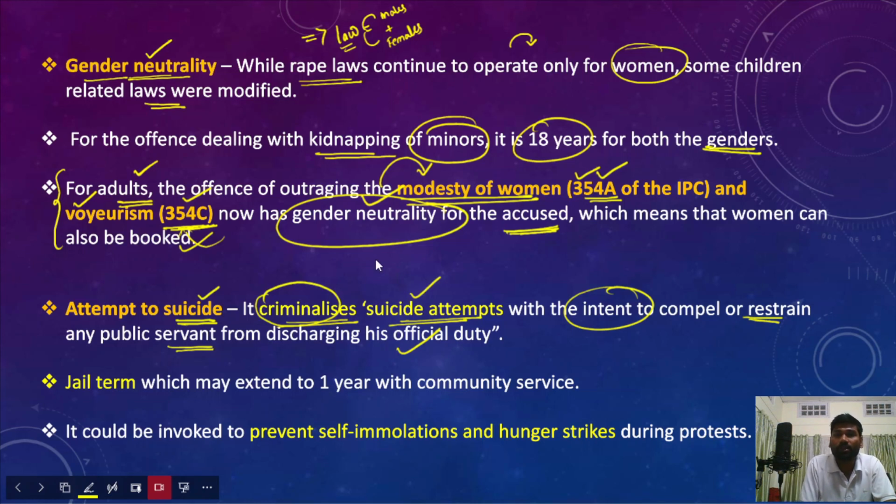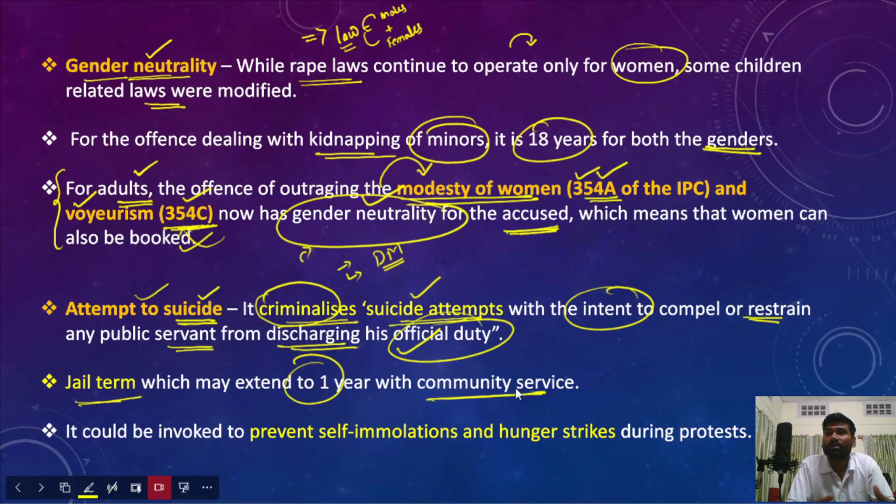Imagine that you have some work with the district magistrate, and the district magistrate, due to various reasons, asks you to come to the office very often, or your work is not done by the DM. So you start threatening him with an attempt to suicide. This is what is being criminalized by the government, because it obstructs the discharge of the official duty of any officer. An attempt to suicide has a jail term which may extend up to 1 year, and it would also have community service.